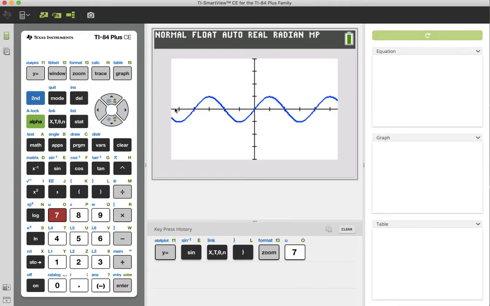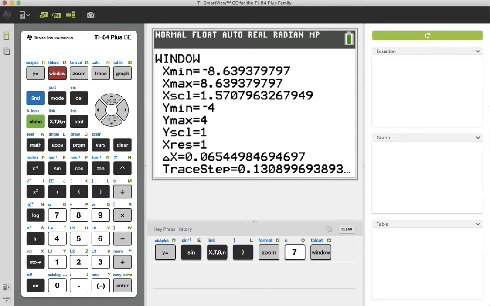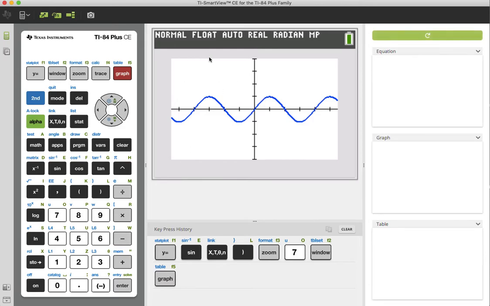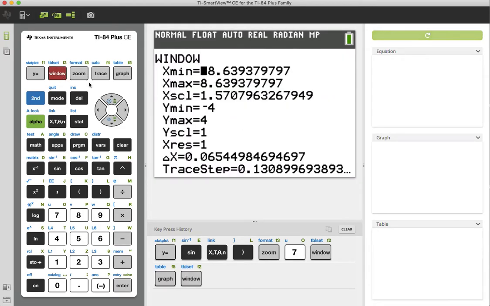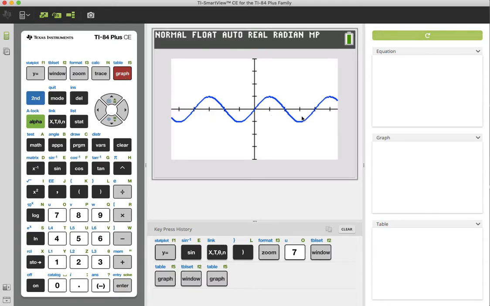Okay, now what zoom trig does is, if we look at the window here, we're going from negative 8.639 to 8.639. I feel like on the older calculators, this is negative 6.28 to 6.28. The reason for that is you can see also the scale here is 1.57 in the x direction. In the y direction it's just normal, a scale of 1. But in the x direction, the scale is 1.57, which is actually pi over 2. So each tick mark here is pi over 2.